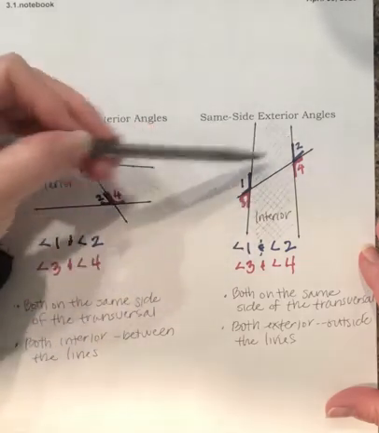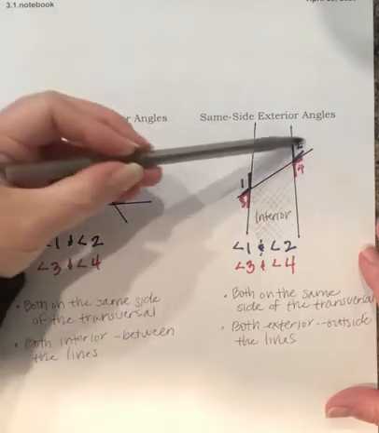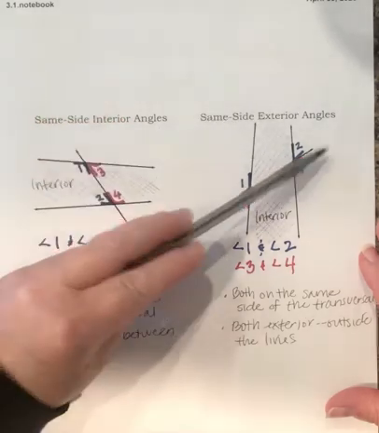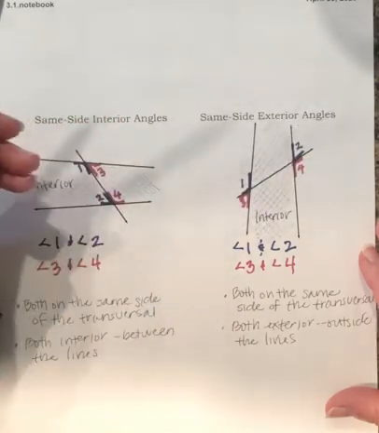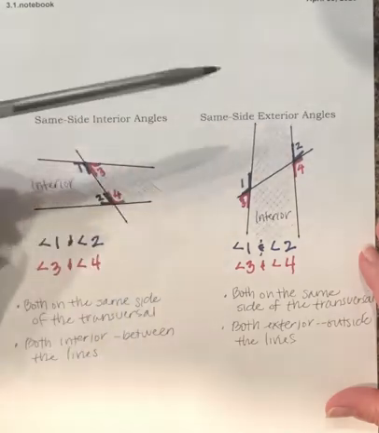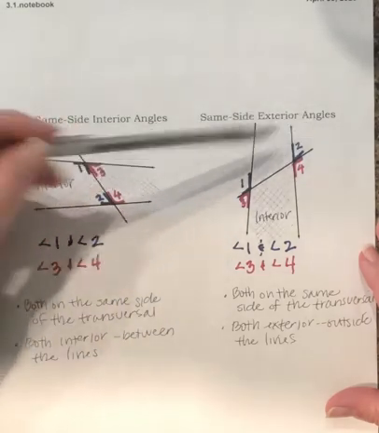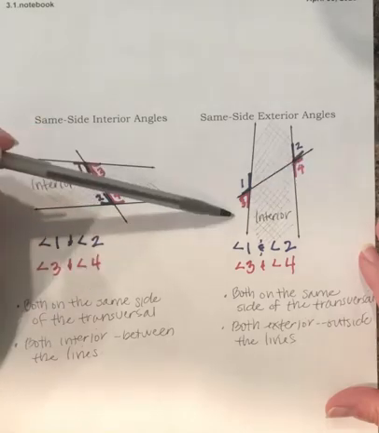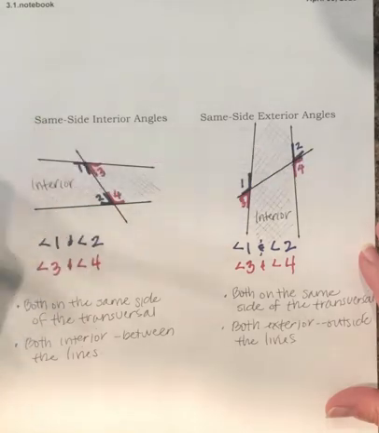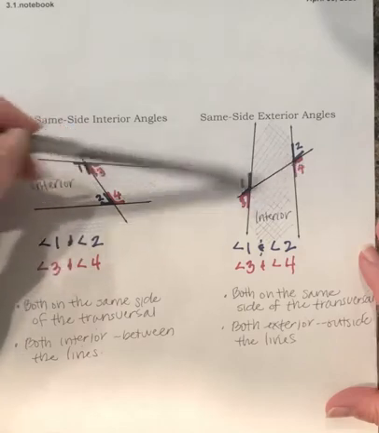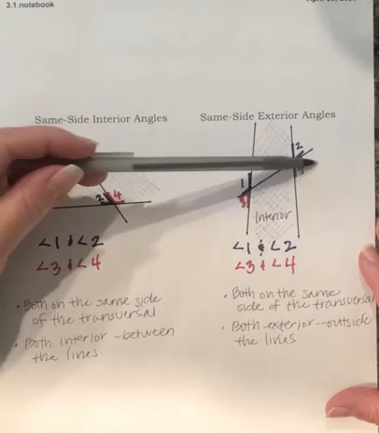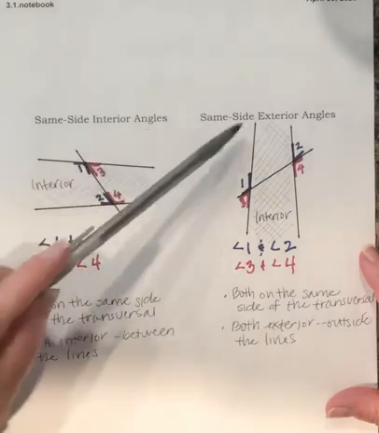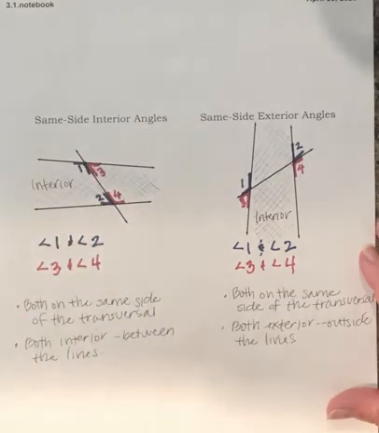So if I look at angle 1 and angle 2, they're both on the same side of the transversal. Again, maybe this time I'm looking at it like they're on top of the transversal, above the transversal, but they're both outside the lines. Same with angle 3 and angle 4. This time they're both kind of underneath the transversal, but still on the same side of the transversal, both outside the lines. So that's how I get the name same side exterior angles.